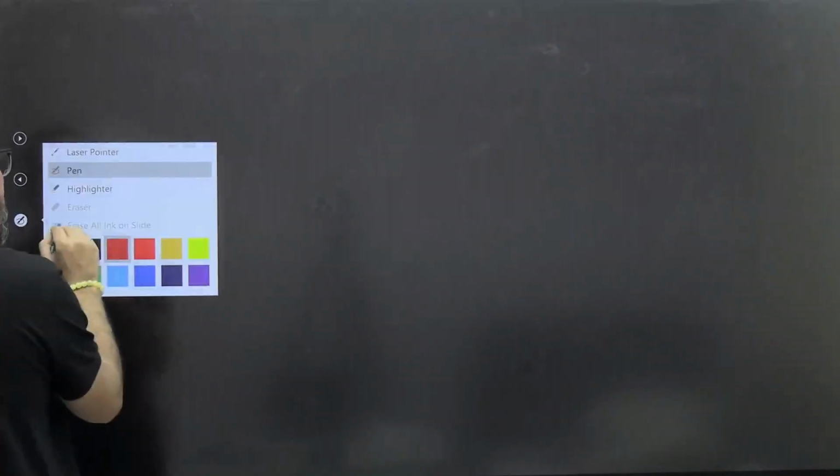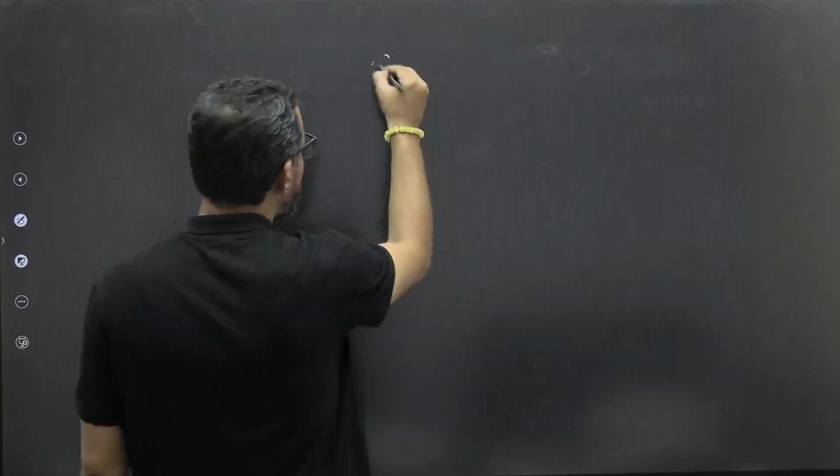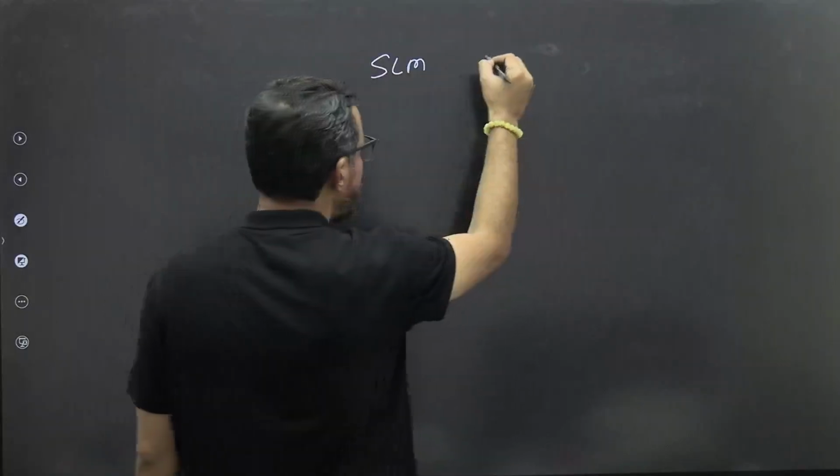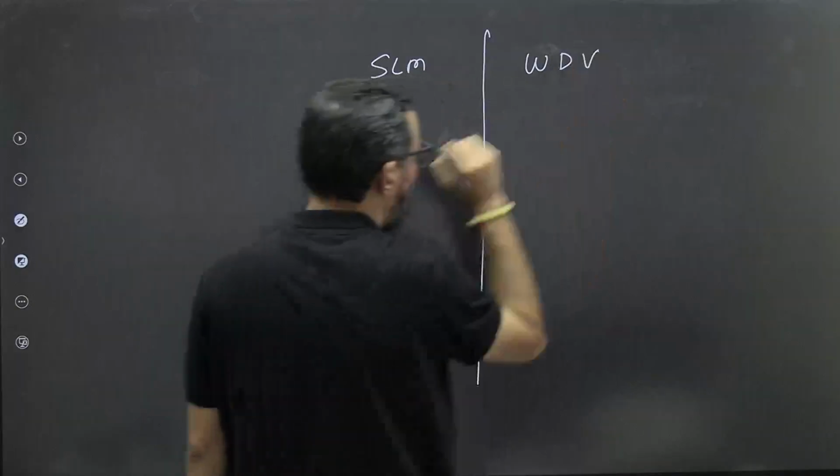So when it comes to the written down value method, please listen to me carefully for the next 5 minutes, because if you are able to understand this, it will be very easy. Okay. So, the straight line method versus the written down value method, or diminishing balance.